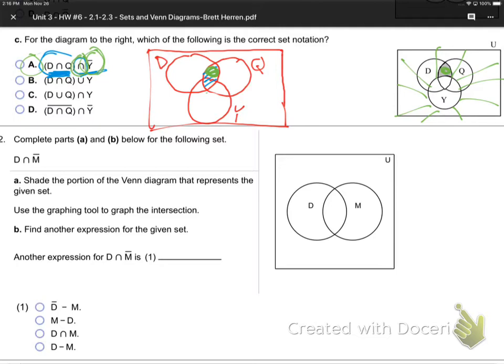Question number 2. Complete parts A and B. D overlap not M. Shade the portion. Yeah, okay, so go ahead. So take this diagram, and they want you to shade D overlap not M. D overlapping with not M territory. Let me give you a second to do that.